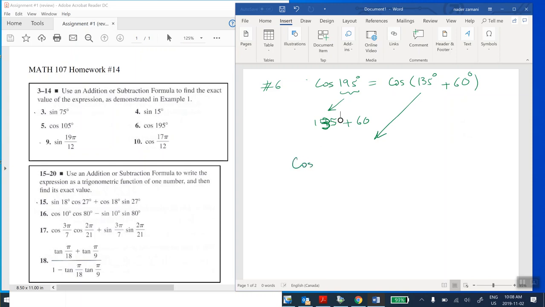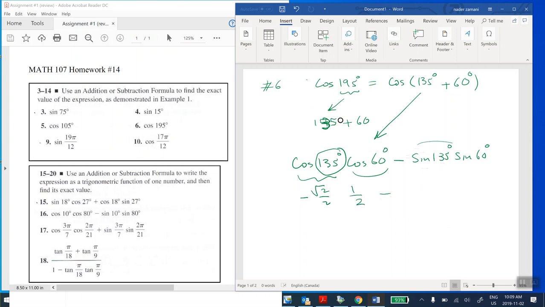So it's going to be cosine of 135 cosine of 60, minus sine of 135 sine of 60. Okay? Now, the reference angle for 135 is 45, and because the angle is bigger than 90, this is minus root 2 over 2. Remember, for 135, the reference angle is 45. Cosine of 45 is positive, but this is 135. It's on the negative side of the cosine axis. Okay, and this, of course, is 1/2.